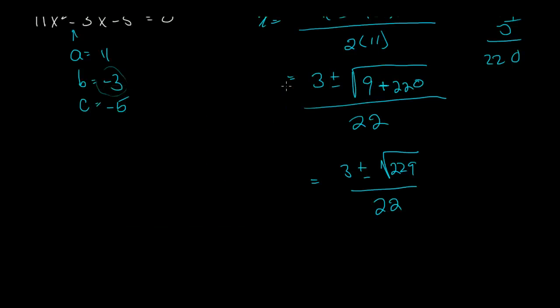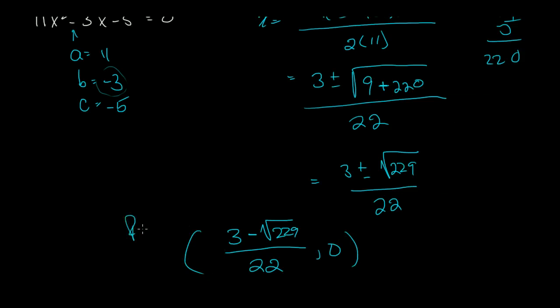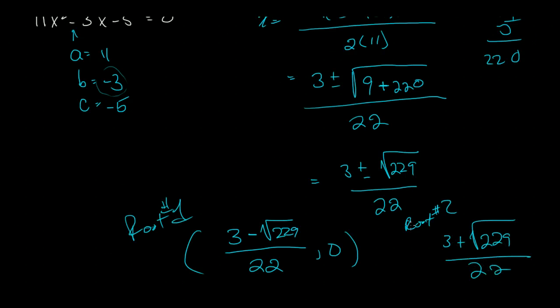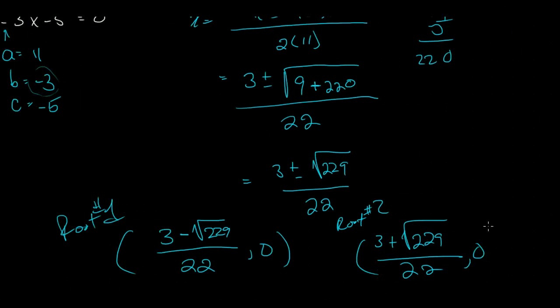I have the 3 minus the square root of 229 over 22, comma 0. That's one root. So that's root 1. And root number 2 is 3 plus square root of 229 over 22, comma 0. And that's my second root.